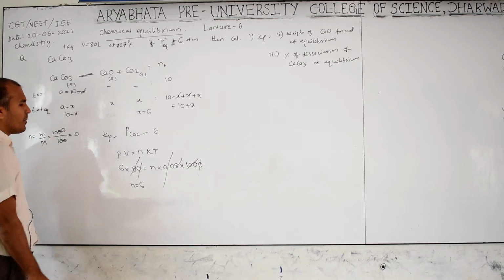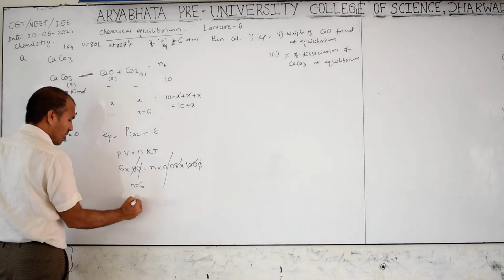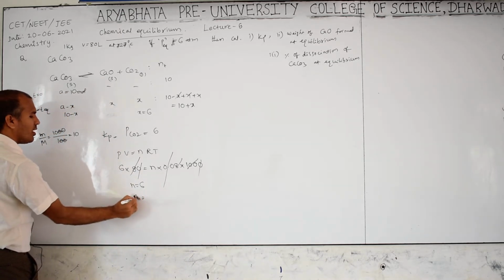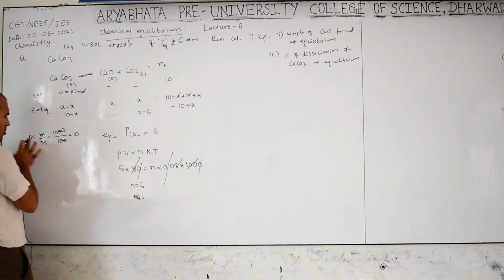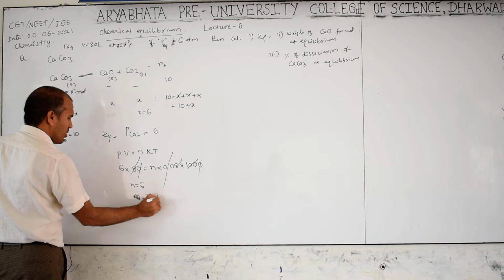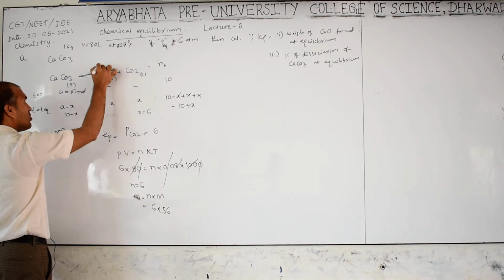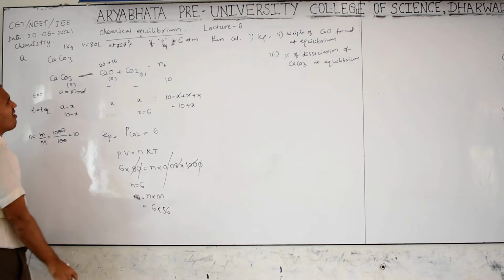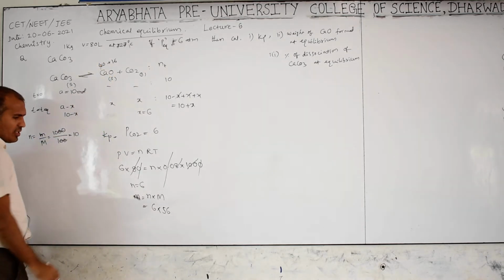This is clear. So when we know the number of moles, then mass W, or small m, is equal to number of moles multiplied by molar mass. The number of moles is 6, and the molar mass of calcium oxide is 56, because calcium is 40 plus oxygen 16, which is 56.